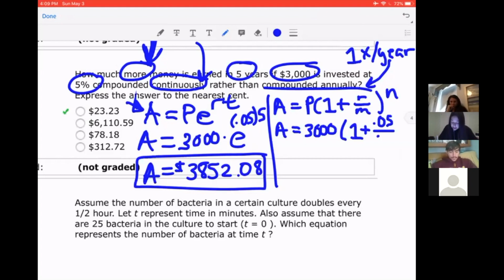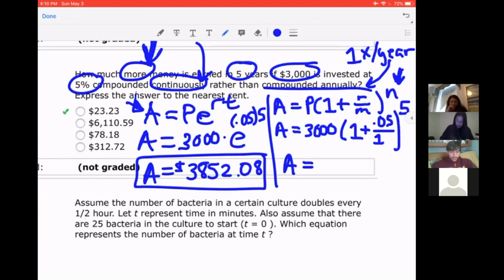If it's compounded annually, I just put 1. And then this letter N is the total number of compounds. So if it's compounded for 5 years and 1 time a year, we put 5 there. All right, so I'm going to put all of that right into my calculator.